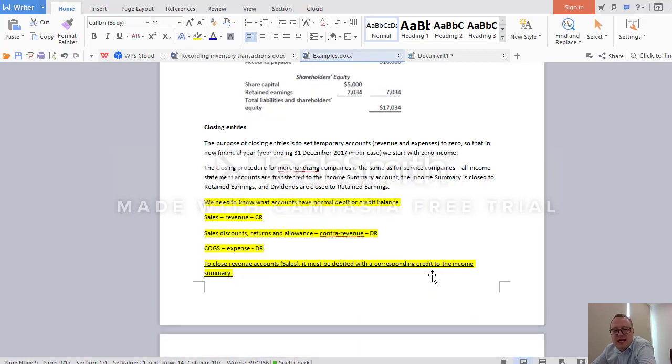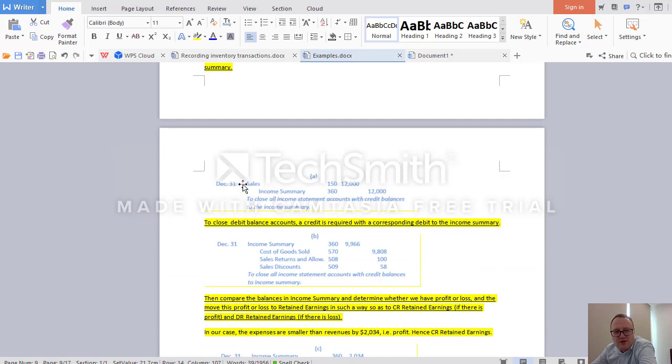So the closing entries. The normal balance for sales, a revenue account, is credit, so when you move it into the income summary you will debit sales. But sales discounts are contra revenue accounts, their normal balance is debit, therefore when you move them to the income summary you will credit. COGS is an expense, the normal balance is debit, but when you move COGS into the income summary you must credit it. So sales will be debited, and sales returns and allowances, same as COGS, and sales discounts would be credited.